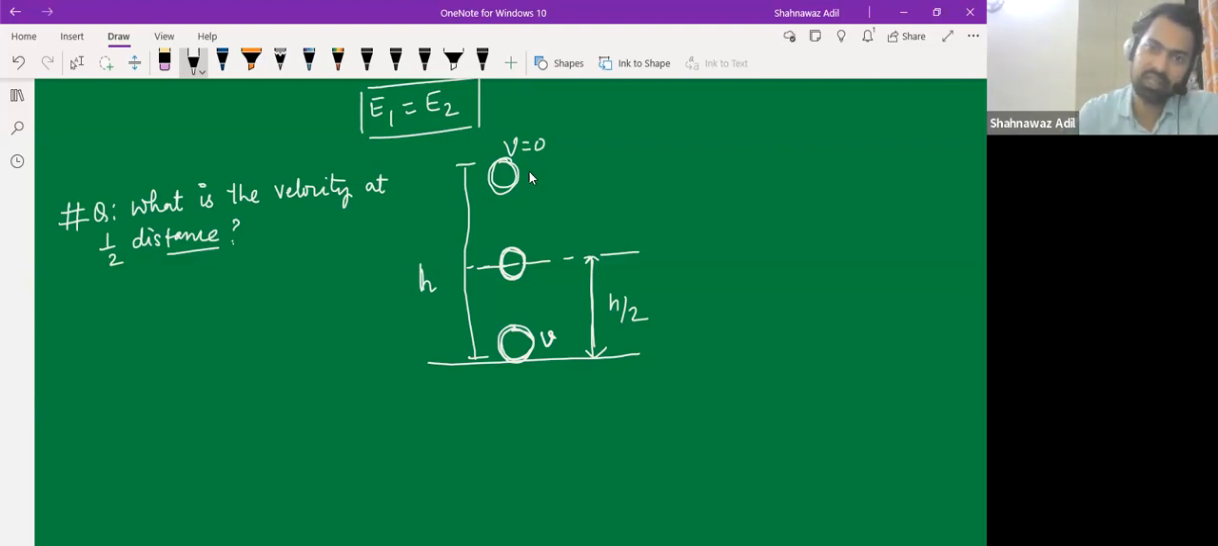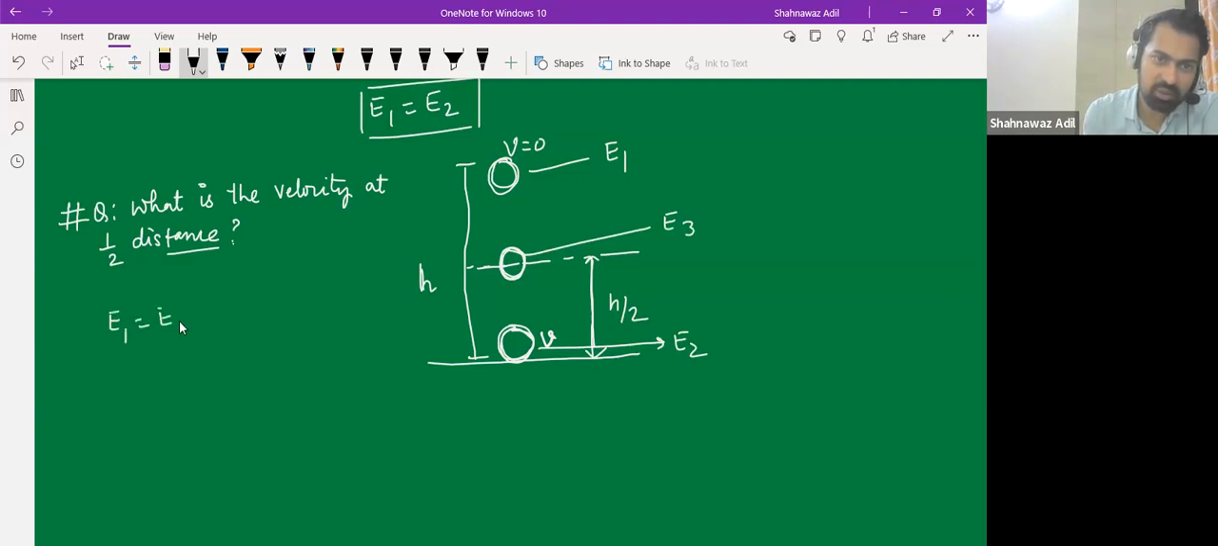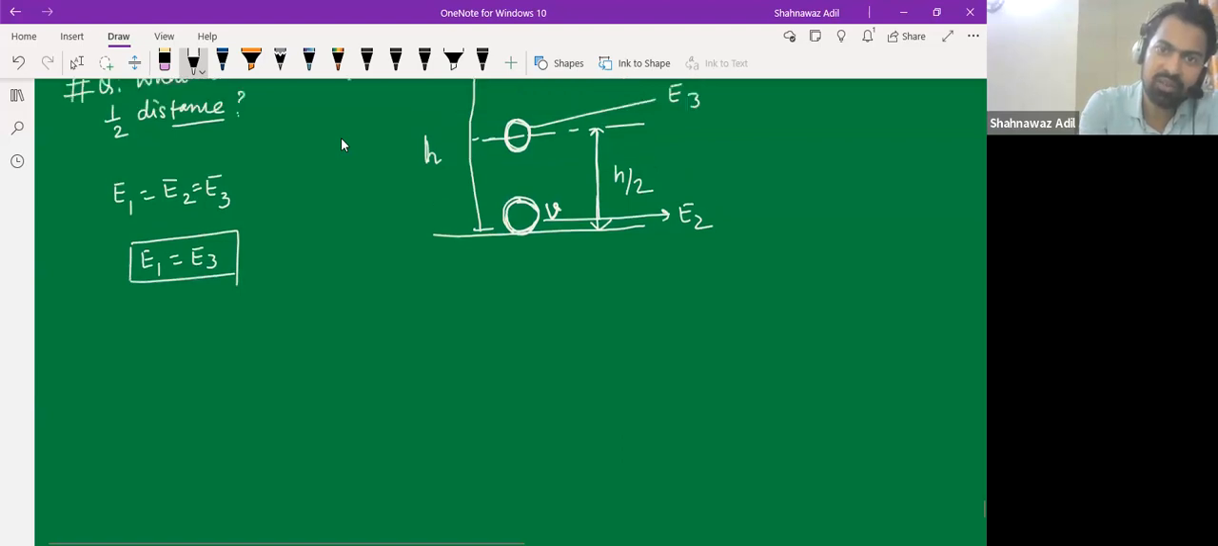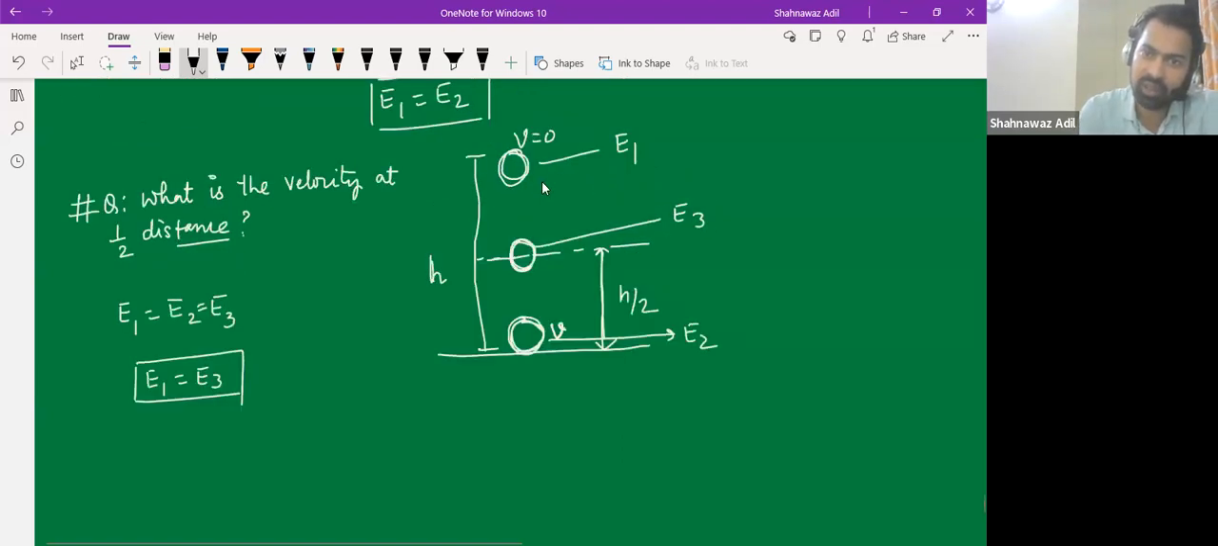We know that, let's say this is E1, this is E2, and this is E3. So E1 equal to E2 equal to E3. Let's say E1 equal to E3 using this. Let's say this has mass m. So E1 would be how much, guys?